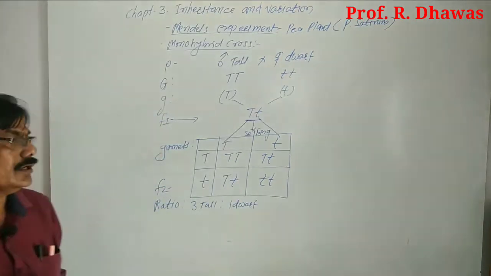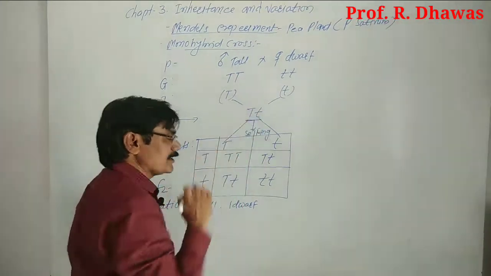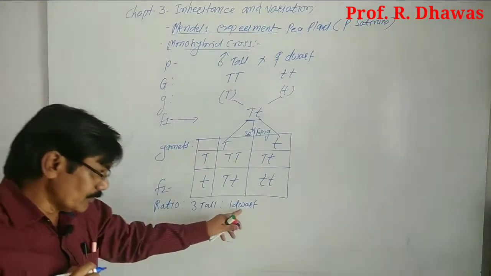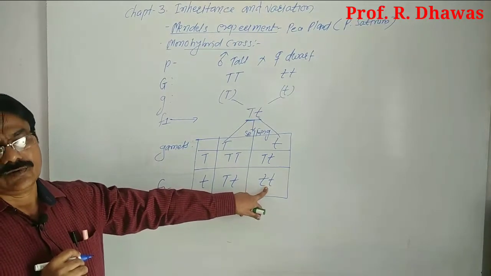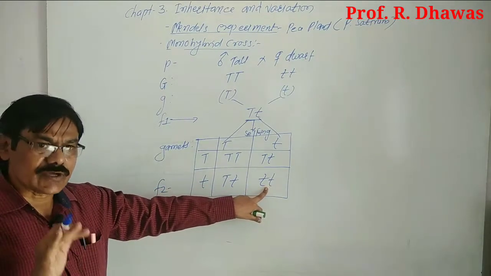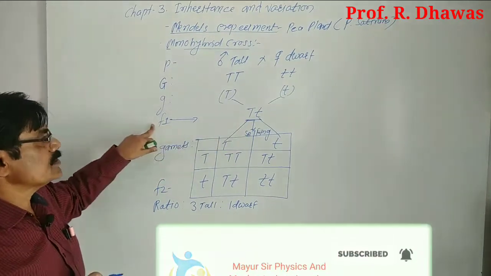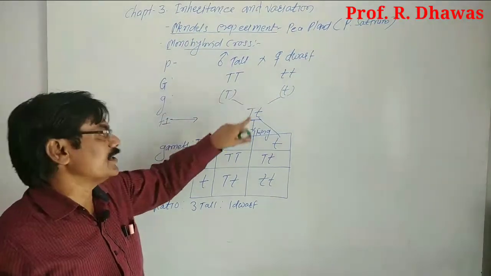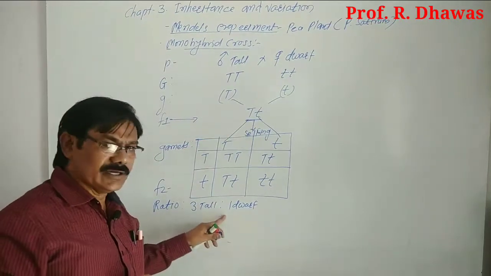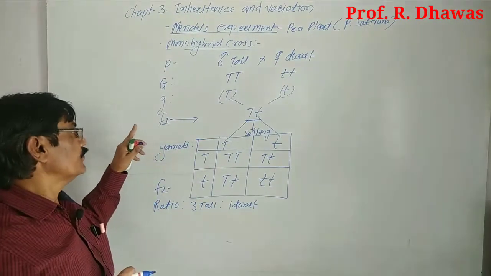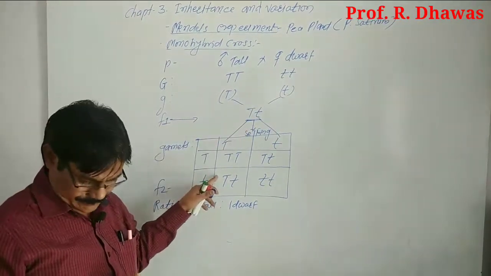3 tall is to 1 dwarf. Because though the hidden character is there in the F1 generation, it will be expressed in the F2 generation. It means that the character is suppressed during the process of first hybridization, and is expressed in the second filial generation from the first F1 generation.